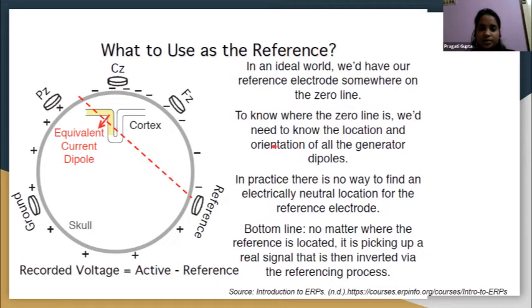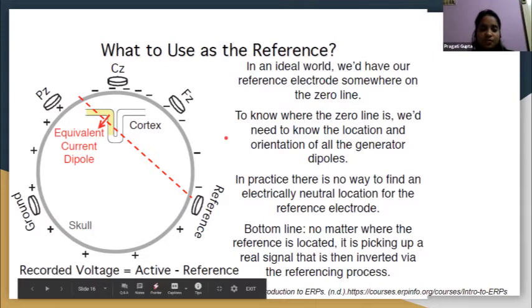In an ideal world, we would want a reference electrode somewhere on the zero line, where there is no signal present. To know the zero line, we need to understand the location and orientation of the generator dipoles. But as we were saying, there are multiple dipoles and multiple underlying components, so it's very difficult to find this zero line. That is why in practice there is no electrically neutral place in the cortex where we can place the reference electrode.